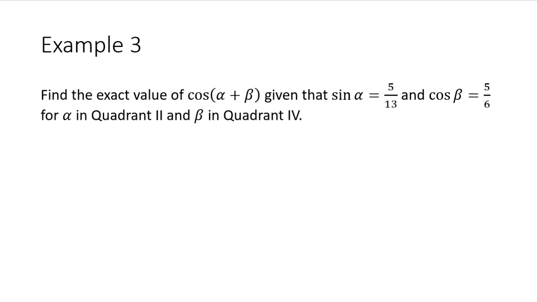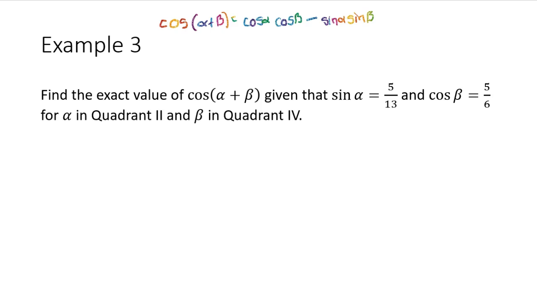Example 3. Find the exact value of the cosine of alpha plus beta, given that the sine of alpha is 5 over 13 and the cosine of beta is 5 over 6, for alpha in quadrant 2 and beta in quadrant 4. All right, let's expand this sum for just a second here. So we know that the cosine of alpha plus beta is going to be the cosine of alpha times the cosine of beta minus the sine of alpha times the sine of beta.